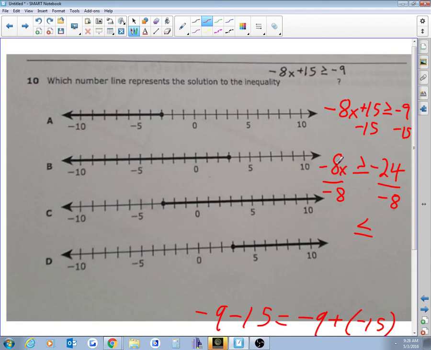X times negative 8 divided by negative 8 cancels out. So we have x is less than or equal to, negative divided by negative is a positive, 24 divided by 8 is 3. So x is less than or equal to 3. It's solidly filled in, so it could be equal to 3 or it could be less than 3. So it's going to be B. X is less than or equal to negative 3. I'm sorry, x is less than or equal to 3.